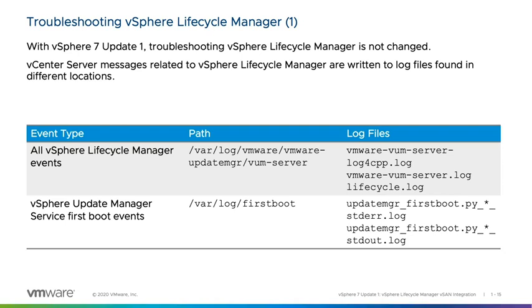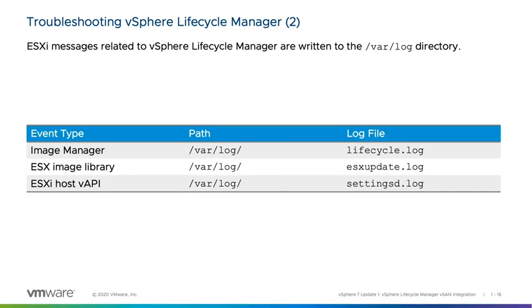vSphere 7 Update 1 does not change the troubleshooting methodology for vSphere Lifecycle Manager. vCenter Server messages related to vSphere Lifecycle Manager are written to the following log files in these various locations. ESXi messages related to vSphere Lifecycle Manager are written in the var log directory on the ESXi hosts.